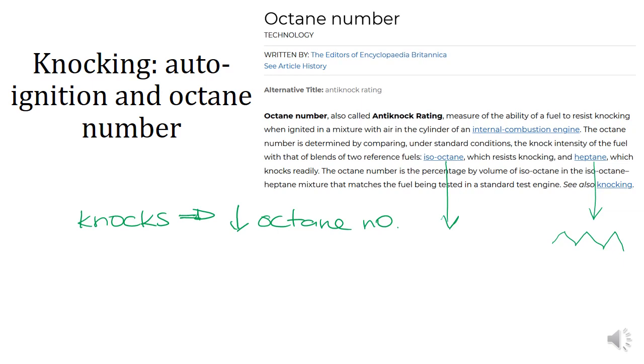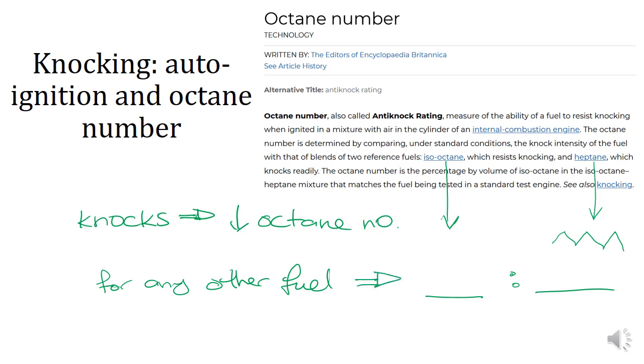Now, basically, octane number is, for any other petrol, I'm just going to actually call it a fuel. So for any other fuel, how does it ignite compared to a ratio of my isooctane and my heptane? Remembering that my heptane is easy to ignite and this is hard to ignite. Okay, let's continue on.